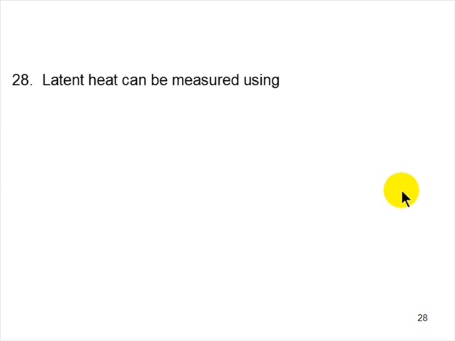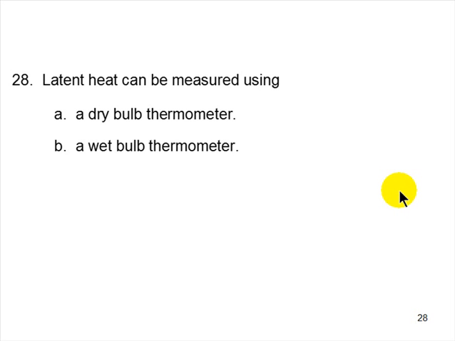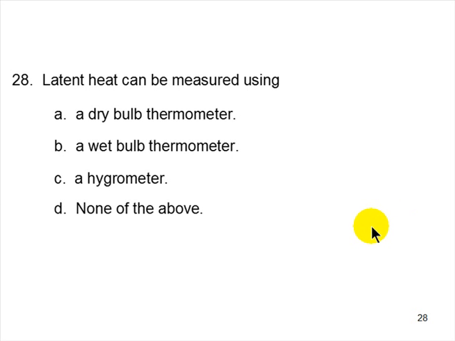28. Latent heat can be measured using a dry bulb thermometer, a wet bulb thermometer, a hygrometer. Sounds good, doesn't it? Hygrometer. None of the above. This is a time when maybe none of the above or all the above was a little head fake. So that became a good distractor here. A lot of people will bite on hygrometer. Hygrometer measures the density of the water. Okay? You see hygro, you think, oh, water. No, don't jump on that one. Remember, latent heat is measured in BTUs per pound of dry air.